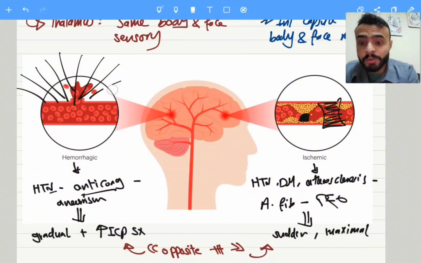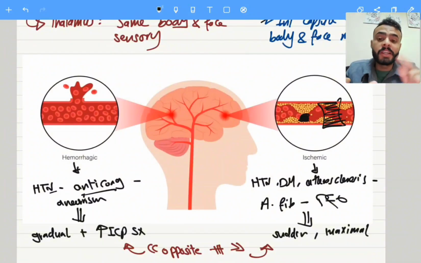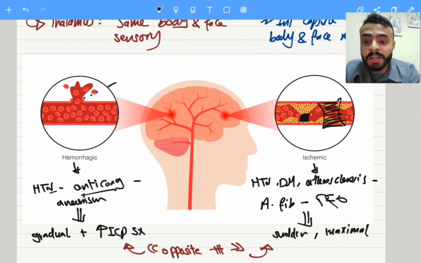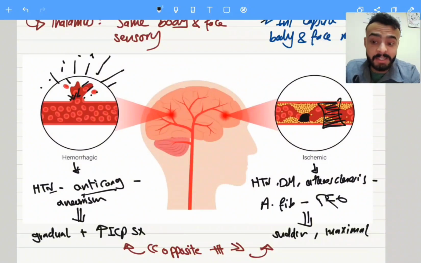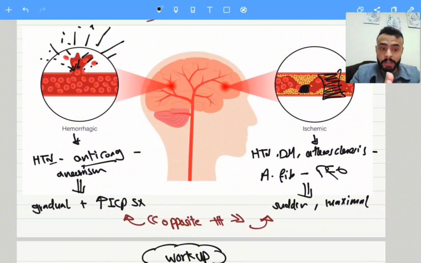Unlike hemorrhage, as you see here, hemorrhage can be due to hypertension also, especially if the patient is taking anticoagulant, especially if the patient has like vascular abnormalities like aneurysms. Rupture will lead to blood leakage, gradual blood leakage. So the symptoms, unlike ischemic stroke, will be gradual, and that blood leak is associated with high intracranial pressure symptoms like nausea, vomiting, papilledema. Okay, so hemorrhagic stroke is gradual, ischemic stroke is sudden.